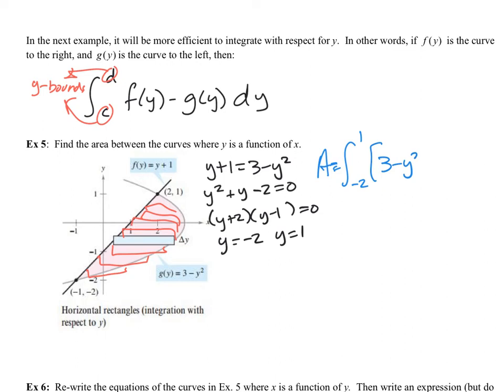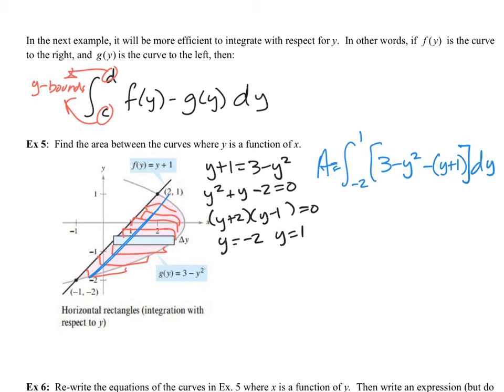3 minus y squared, and then minus the left curve. Well, I mean, it's not a curve, it's a line. This left curve, which is y plus 1. And I'm going to put that in parentheses so we subtract the whole thing and not just the first term. All right, and then finish those brackets and don't forget your dy.